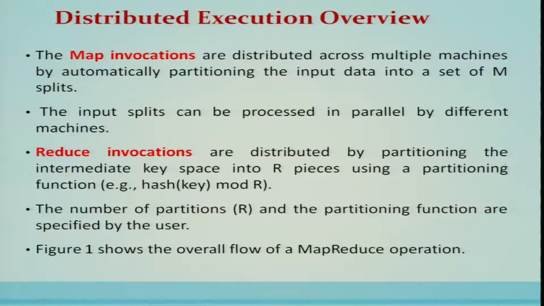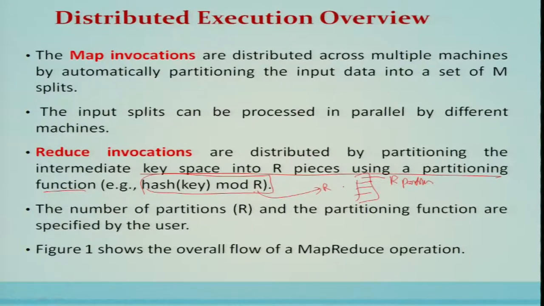So that is what we have explained here in the reducer invocation: partitioning the intermediate key space into R pieces using the partitioning function hash(key) mod R. So R different partitions of the intermediate values will now take place, and each partition is given to a worker. How many workers are assigned the reducer program is fixed by R. The intermediate key value pairs are partitioned further into R splits, and they are assigned to the reducer in this particular form.